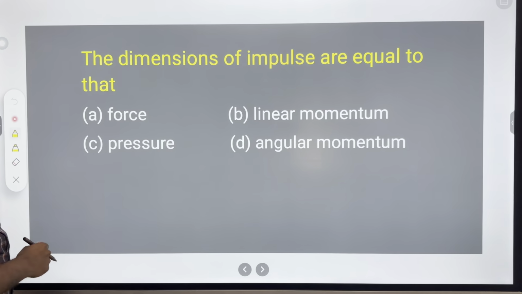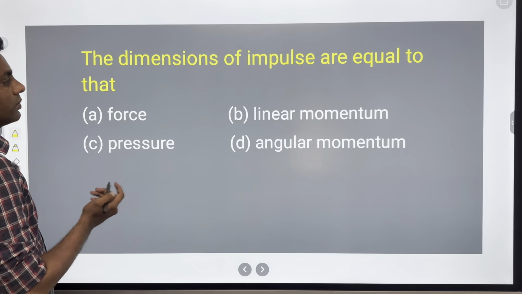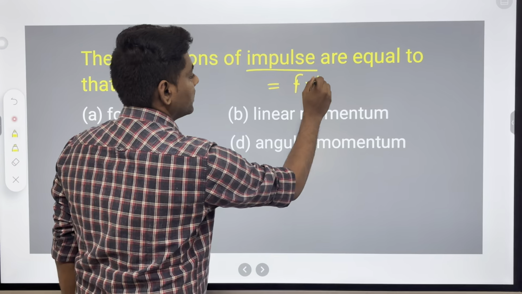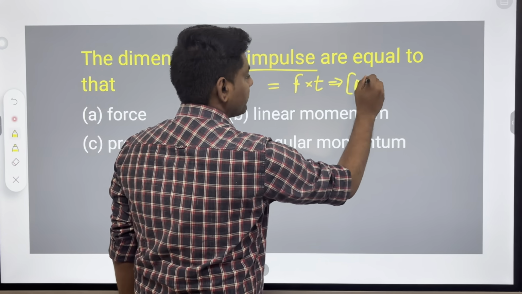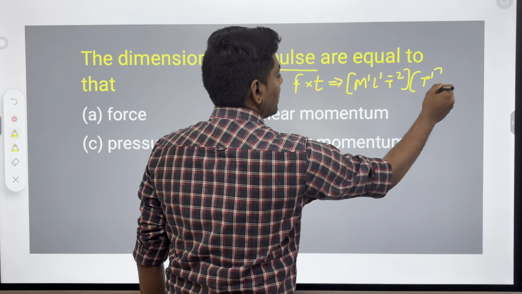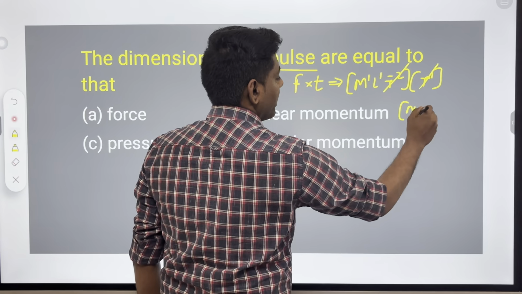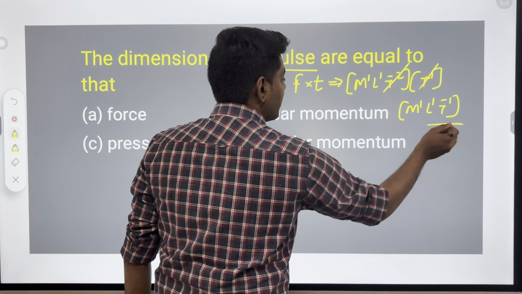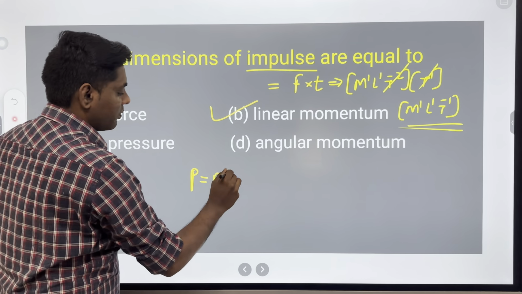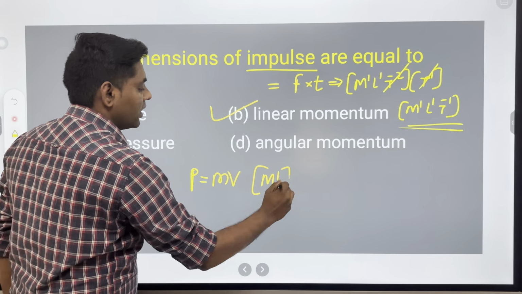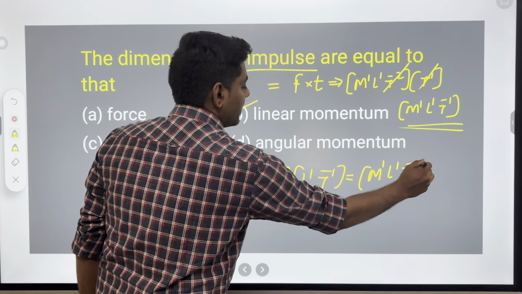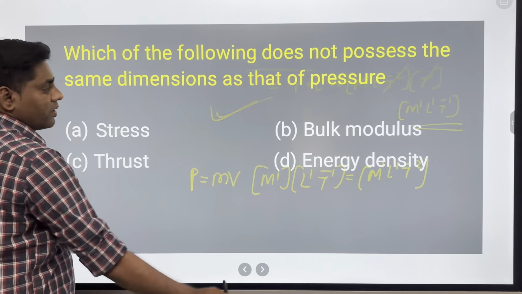Next MCQ. The dimension of impulse is equal to what? As we know, impulse is force into time. The dimension of force is M1 L1 T minus 2 and the dimension of time is T raised to 1. So T minus 1 remains after cancelling, that is M1 L1 T minus 1. The dimension of impulse is equal to linear momentum, denoted by P, equal to mass into velocity: dimension of mass M1, dimension of velocity L1 T minus 1, so we get M1 L1 T minus 1. So the option number B. Next MCQ.